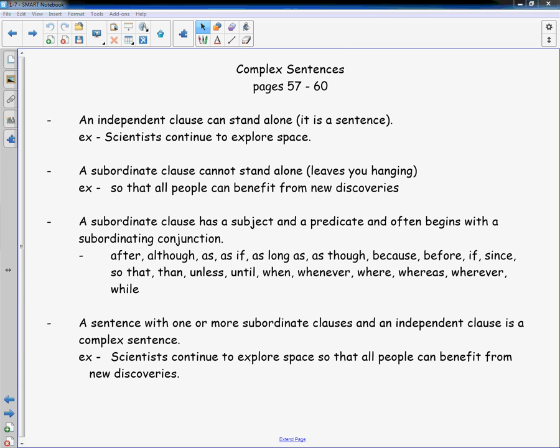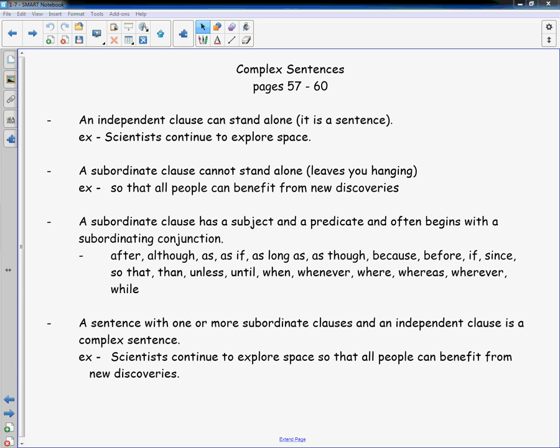An independent clause can stand alone. It is a sentence. For example, scientists continue to explore space. It stands alone, that's a sentence, it's independent. A subordinate clause cannot stand alone. It leaves you hanging. So that all people can benefit from new discoveries. You need more to finish that sentence. It cannot stand alone, so it's a subordinate clause.